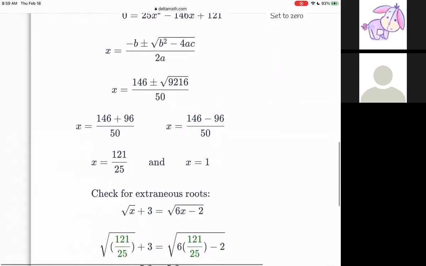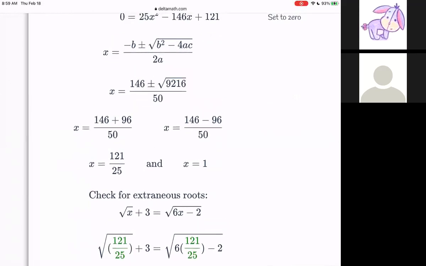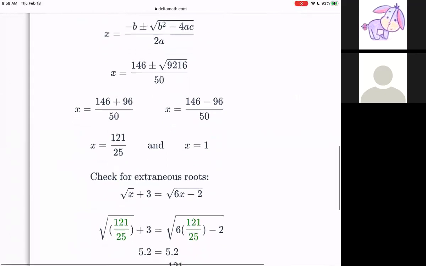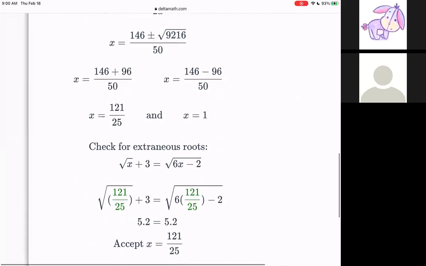Okay, they tried the 121 over 25 first. So they plugged it into the original formula, and then you just test it out, and you get 5.2 is equal to 5.2. And that is completely true. They are literally just the same number. So therefore, you accept 121 over 25. This will be one of the answers for this example.